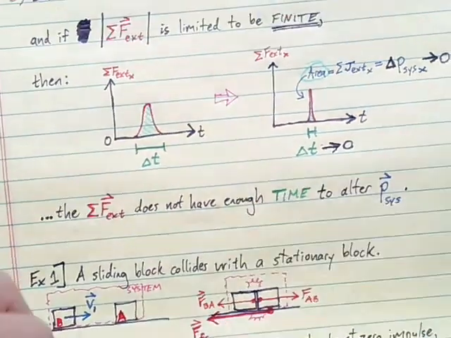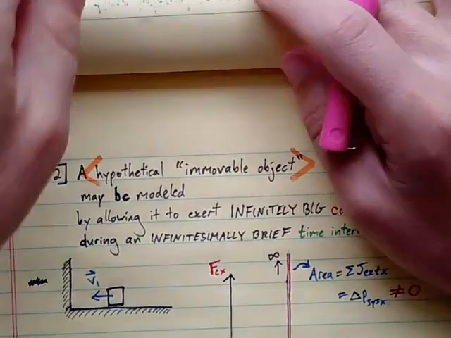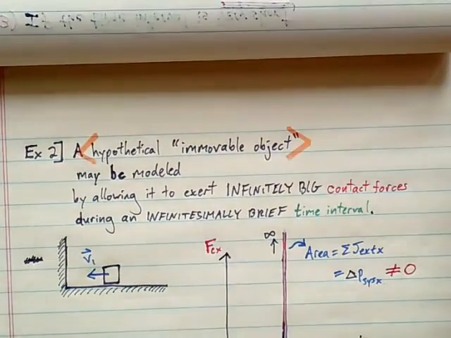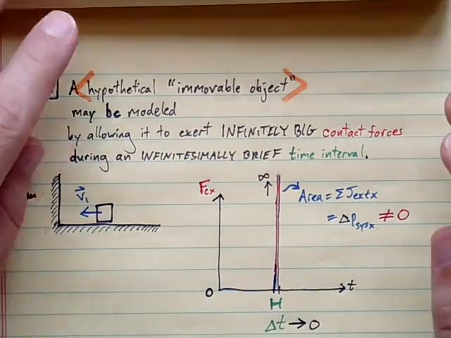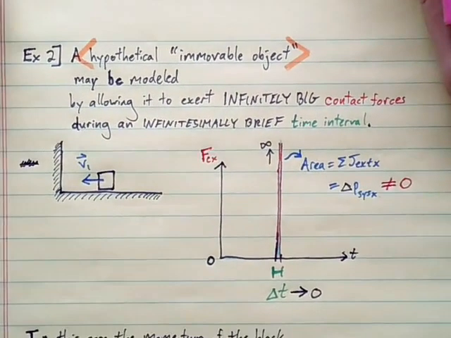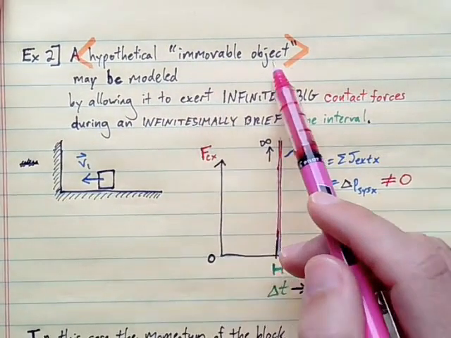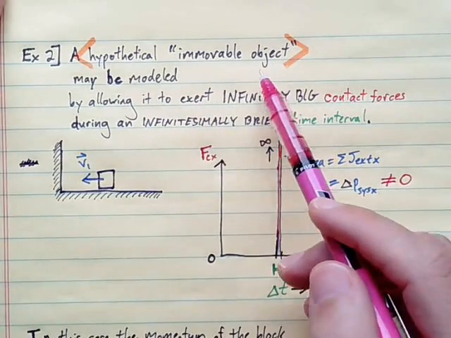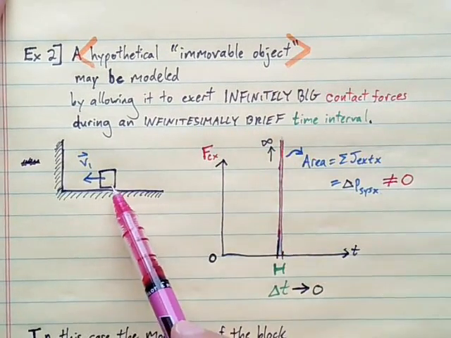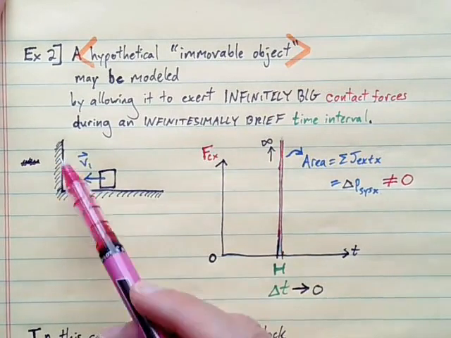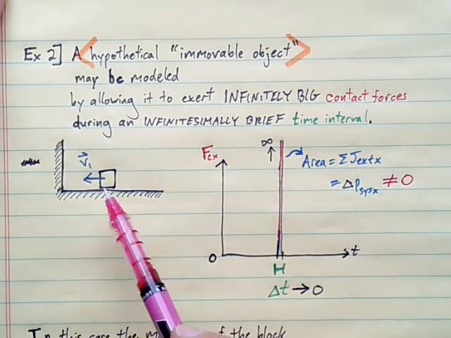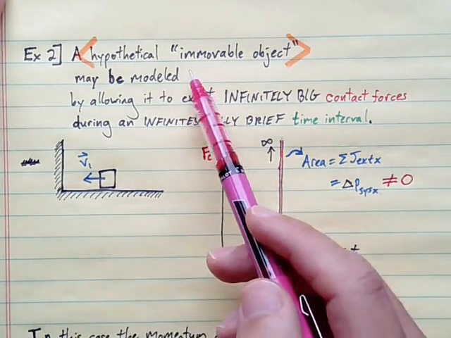Okay, one more note, sort of a second example on this question of very short interactions. Suppose we have some hypothetical immovable object. Well, this is not that hard to imagine. Say a block hits a wall. We know our wall is not going to move when the block hits it, so this wall we'd be treating as an immovable object here.